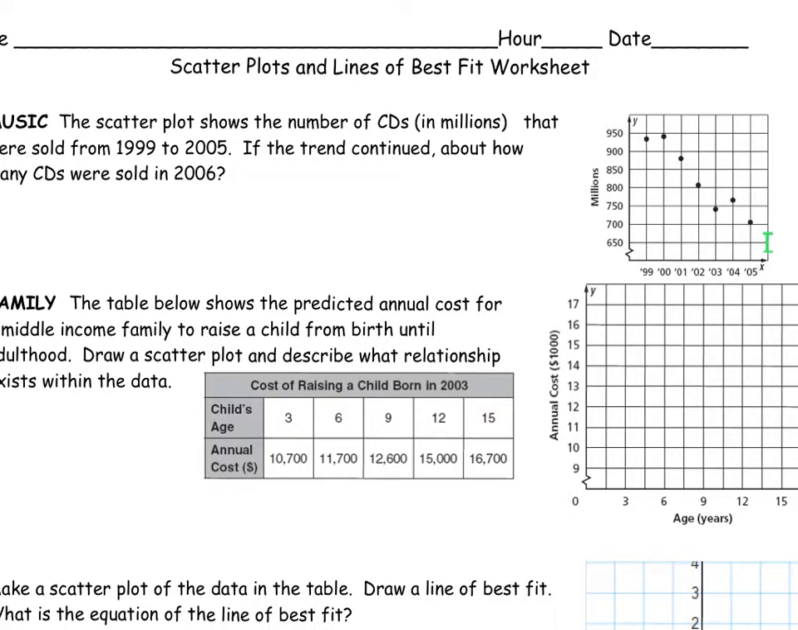All right, so our answer here is going to be, if the trend continues, how many CDs would be sold? I'm going to say around 625 to 675. Now, it's not 675 CDs, it's million. So notice what the graph is counting by, that we're counting in millions. So you want to actually use that word. So 625 to 675 million CDs.